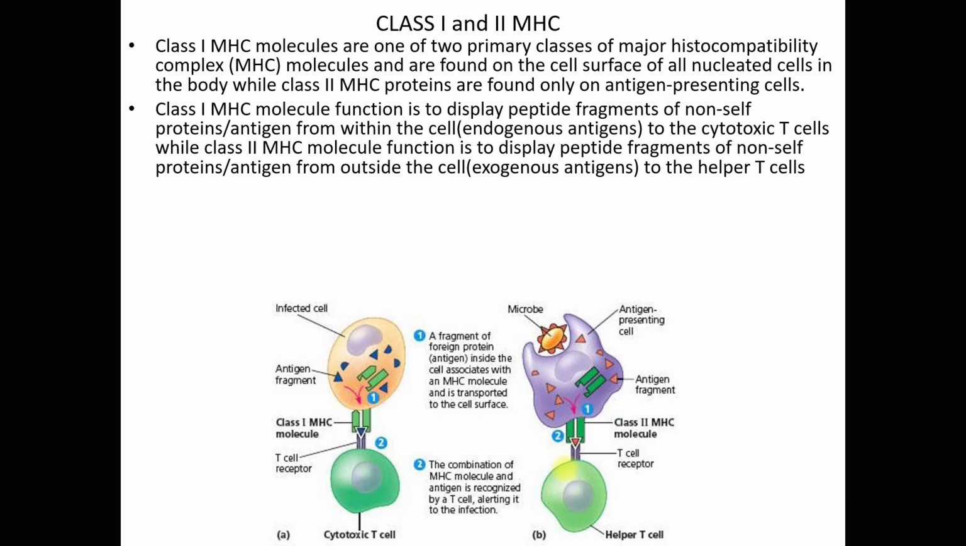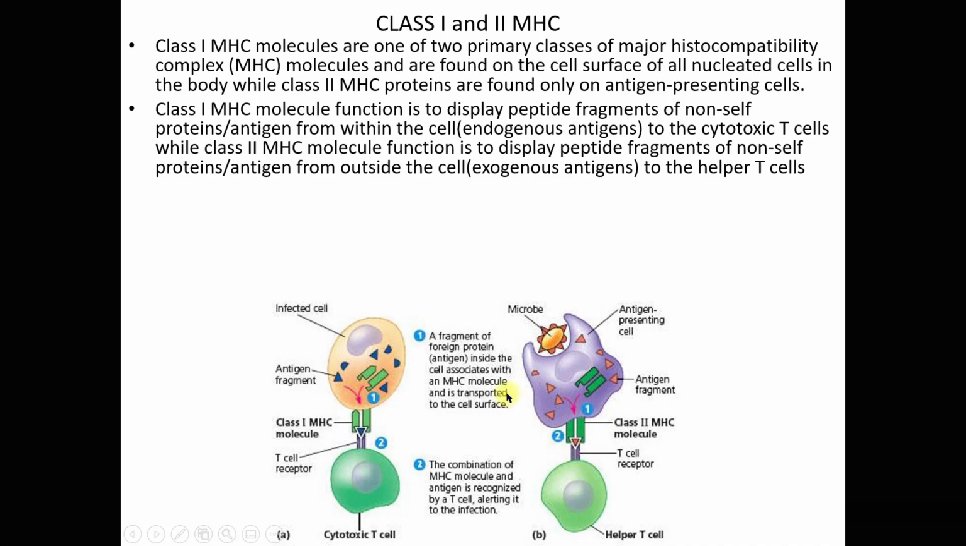Class 1 MHC ni dia mesti display tu antigen fragment. Okay, bila dia display antigen fragment ini, class 1 MHC ini akan membentuk class 1 MHC antigen complex, right, dengan cytotoxic T cell. Begitu juga dengan class 2 MHC molecule. Alright, so class 1 MHC molecule, tujuan dia untuk present antigen fragment tu kepada cytotoxic T cell. Class 2 MHC molecule function dia untuk display antigen fragment tu kepada helper T cell. Sangat berbeza dua ni.